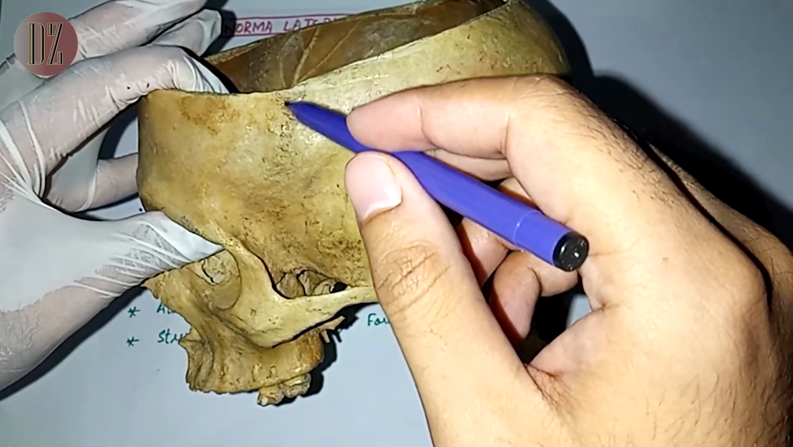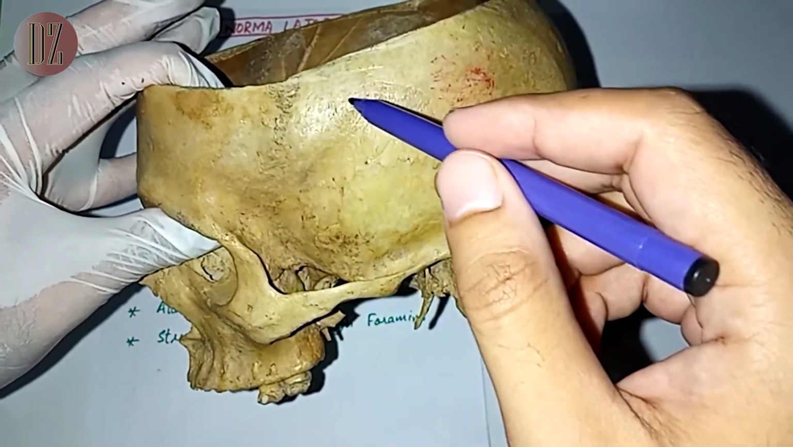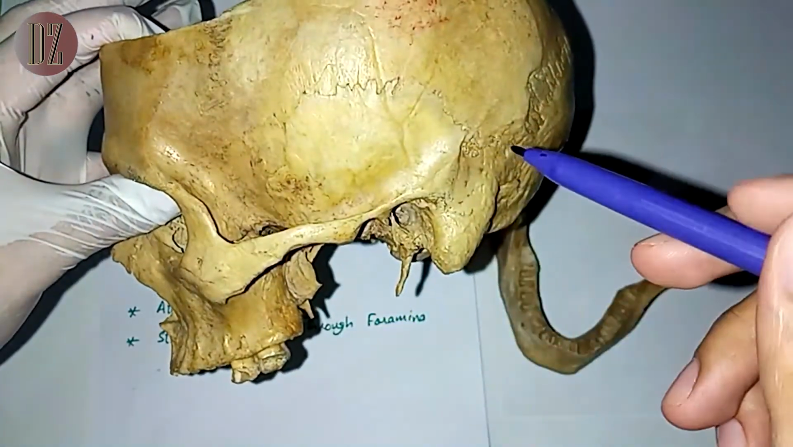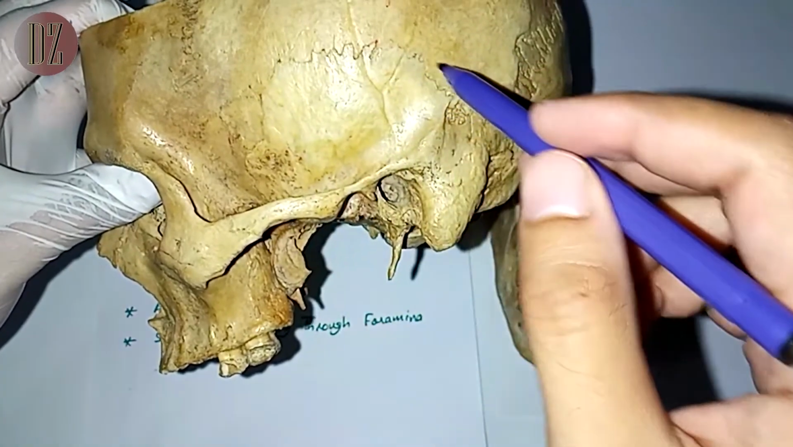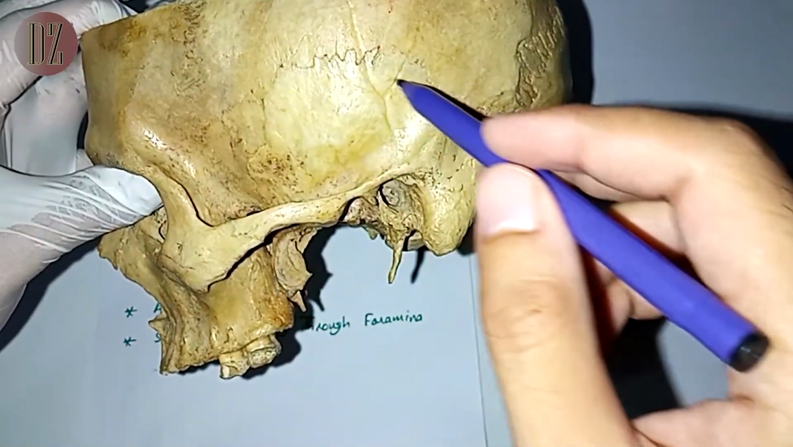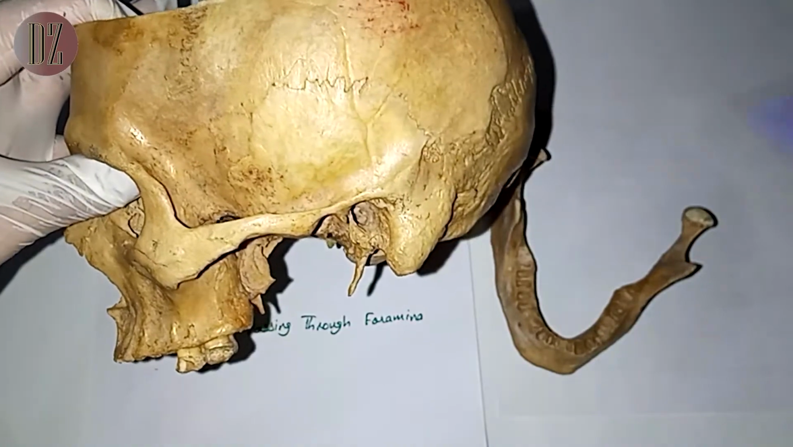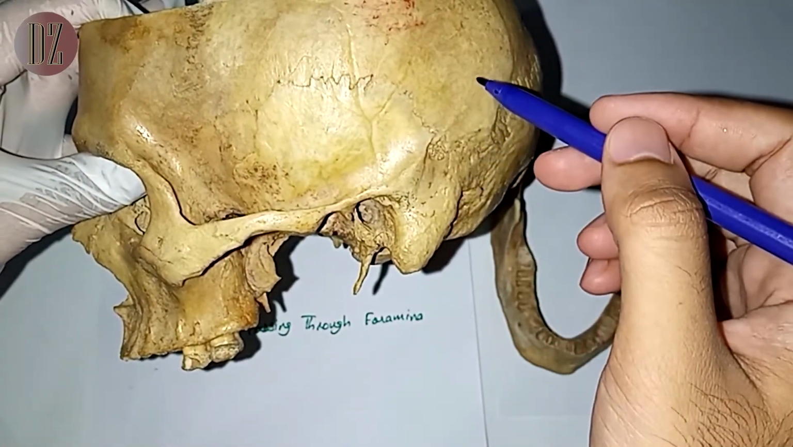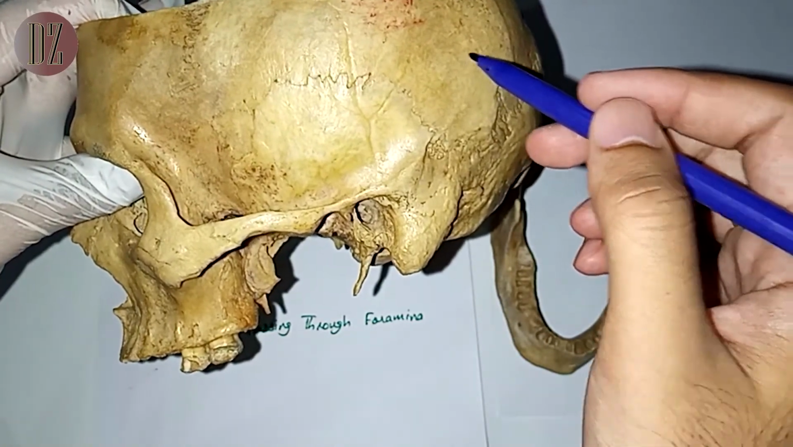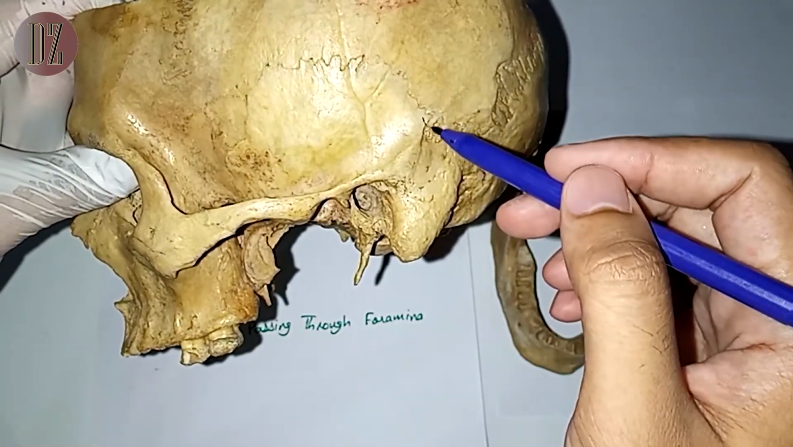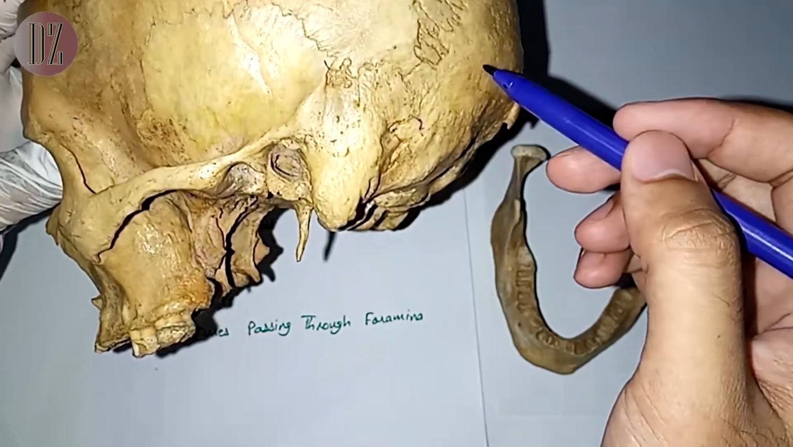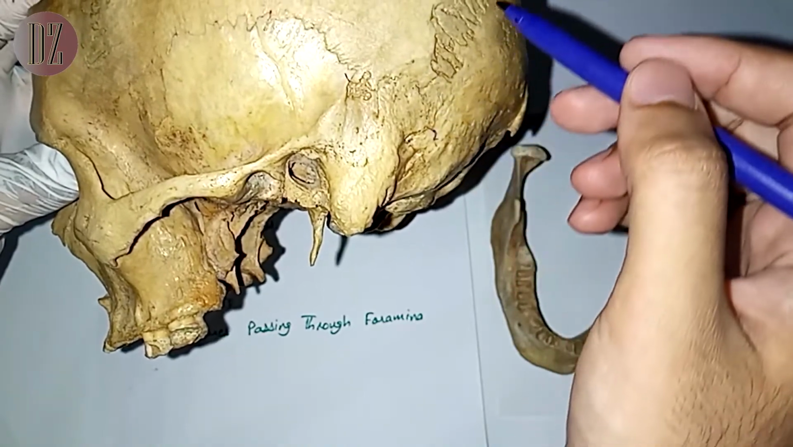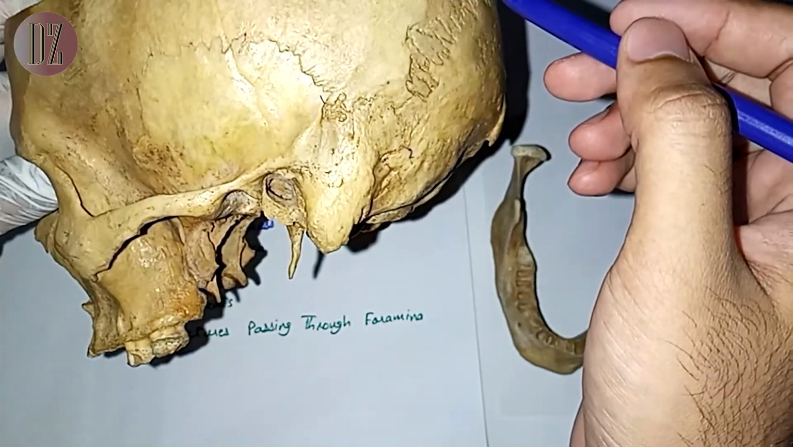This suture is present between the frontal and parietal bones. This suture is called the coronal suture, and this suture is called the temporo-parietal suture. This is the parieto-mastoid suture, between the mastoid part and the parietal bone. This is the occipito-mastoid suture, and this is called the lambdoid suture.